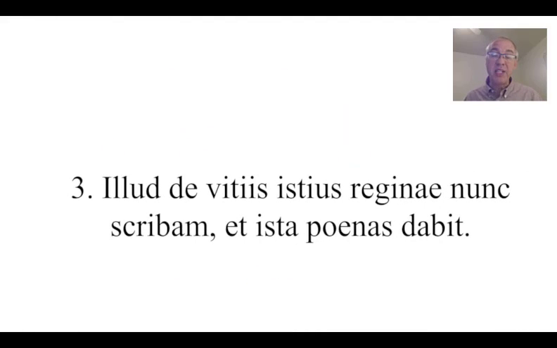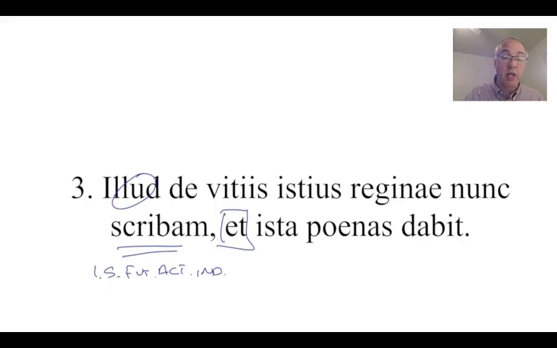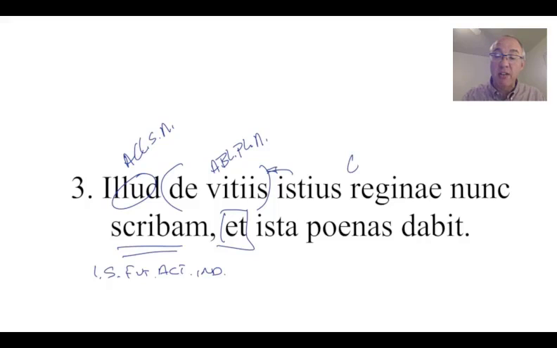Number 3. Illud de vitiis istius reginae nunc scribam, et ista poenas dabit. So notice we have two sentences here, divided by this et, so let's treat them separately. Let's take the first one. Scribam is the verb in the first part of the sentence. It's the first person singular, future, active, indicative. And illud is the direct object, accusative, singular, neuter. De vitiis, this is a prepositional phrase because vitiis is ablative, plural, neuter. Istius reginae, there's that genitive right after the noun. It's genitive singular feminine. Istius modifies it. Nunc is just your adverb that means now.